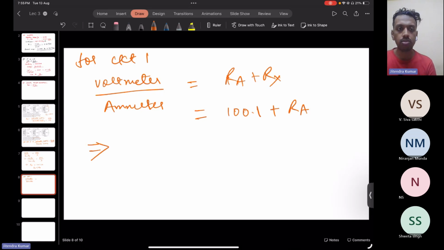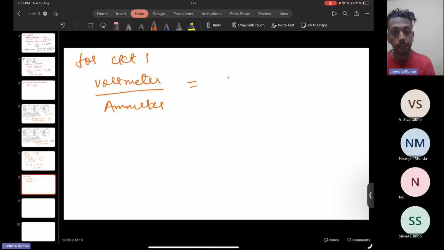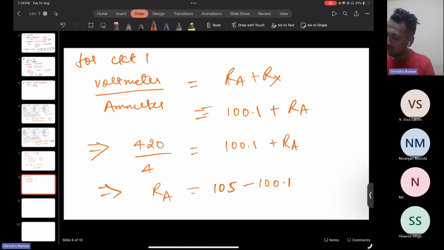The voltmeter reading given for circuit 1 is 420 volt, and the ammeter reading is given as 4 amp, so 105 is equal to RA plus Rx, and if you solve for RA, you will get 105 minus 100.1, which is 4.89. So this will be the value of the ammeter resistance.